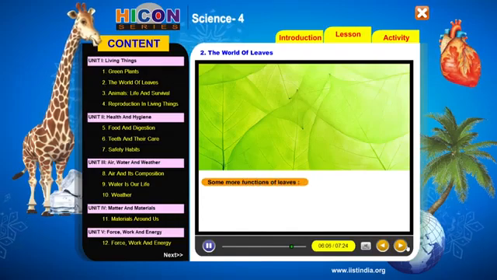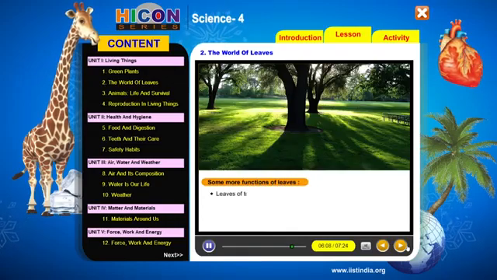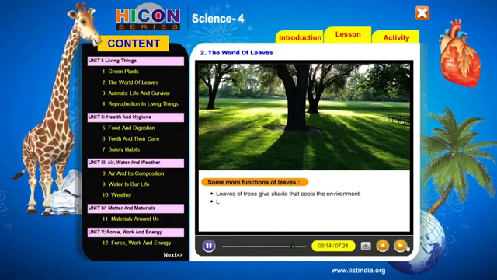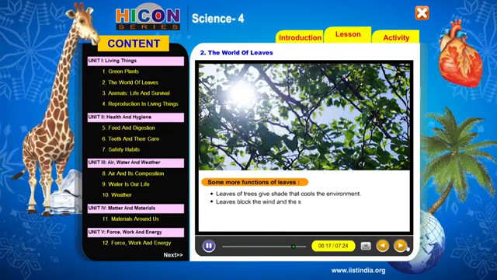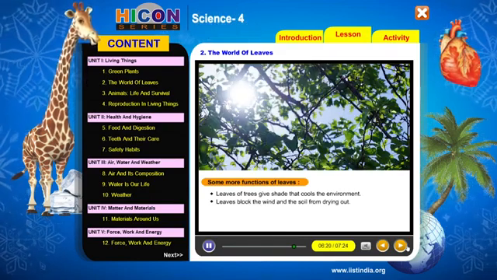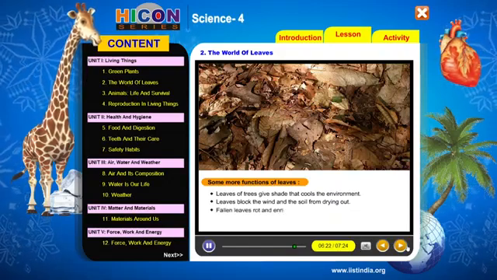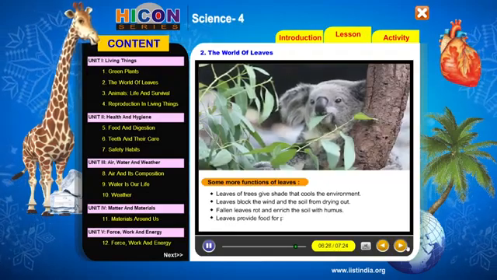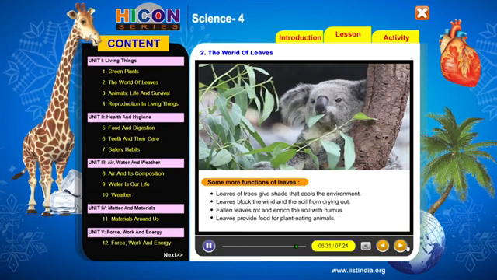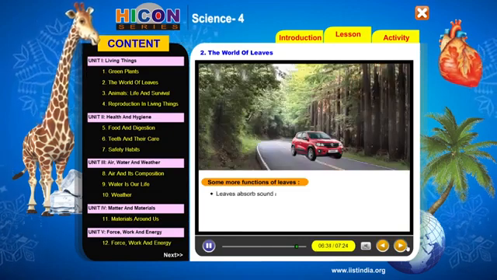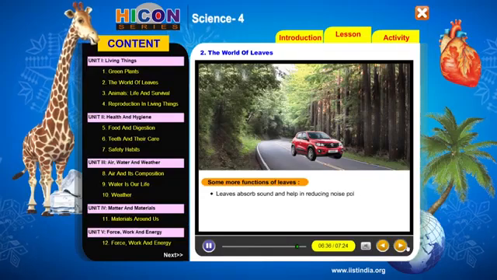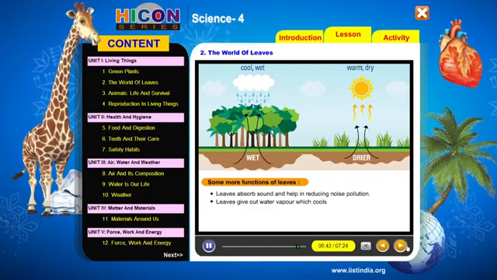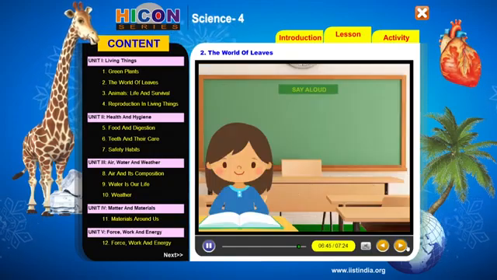Some more functions of leaves. Leaves of trees give shade that cools the environment. Leaves block the wind and the soil from drying out. Fallen leaves rot and enrich the soil with humus. Leaves provide food for plant-eating animals. Leaves absorb sound and help in reducing noise pollution. Leaves give out water vapor which cools the atmosphere.